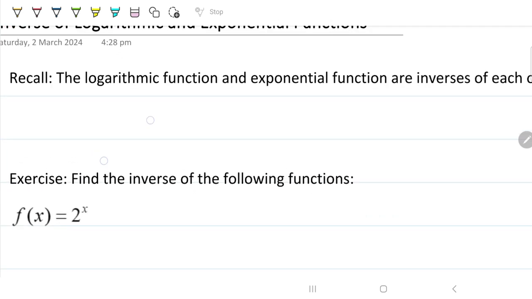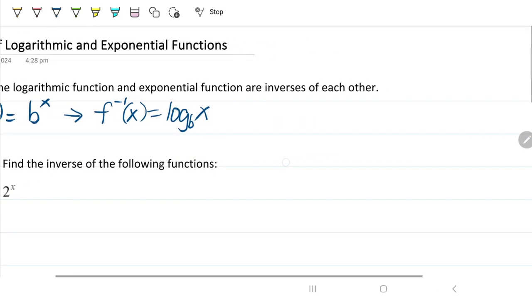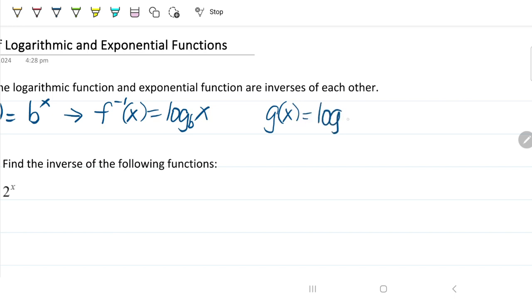So if we have, for example, f of x is equal to b raised to the power of x, and we know that this is an exponential function, then the inverse of b raised to x would be the logarithmic function, which is log base b of x. And similarly, if we have a logarithmic function, let's say g of x is equal to log base b of x, then the inverse of g is equal to b raised to x.